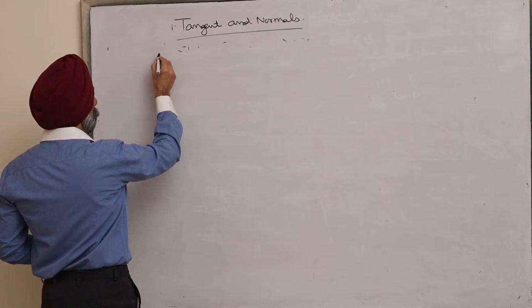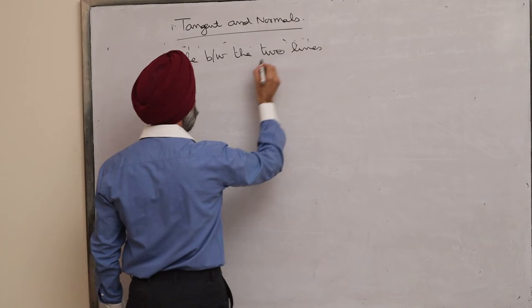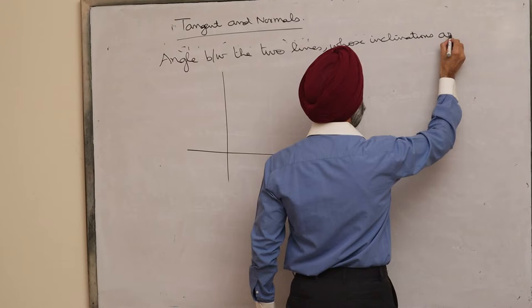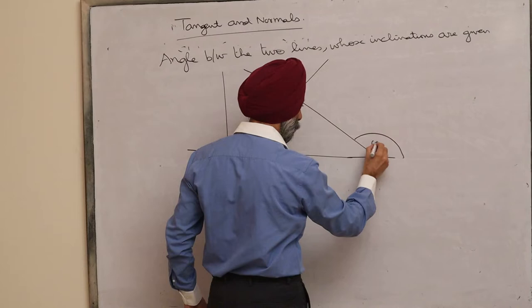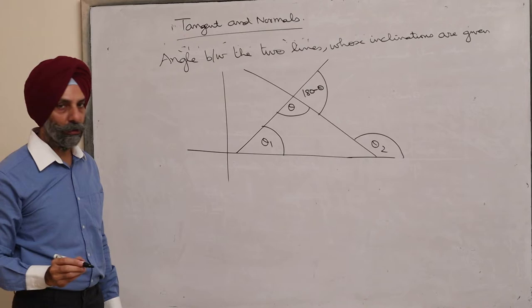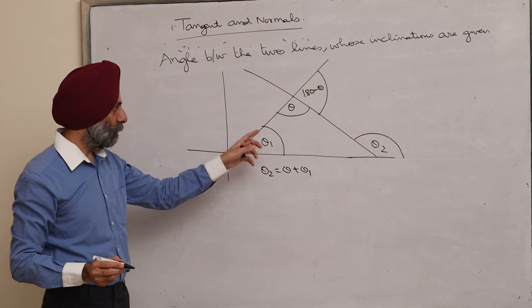angle between the two lines whose inclinations are given. So this is one line, inclined at an angle theta 1, this is the other line, inclined at an angle theta 2, and this is the angle theta between these two lines. And you can see here that linear pair, this is your 180 minus theta here. By the exterior angle property, can I say that theta 2 is equal to theta plus theta 1? That is, exterior angle is equal to sum of two interior opposite angles.